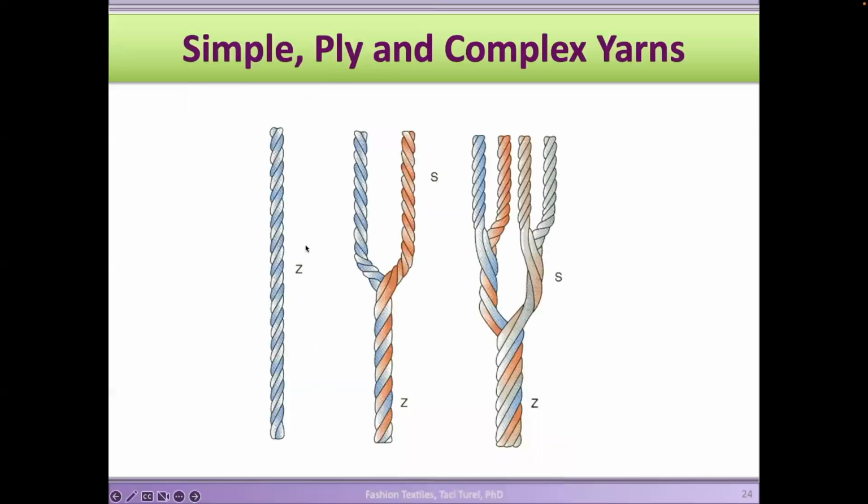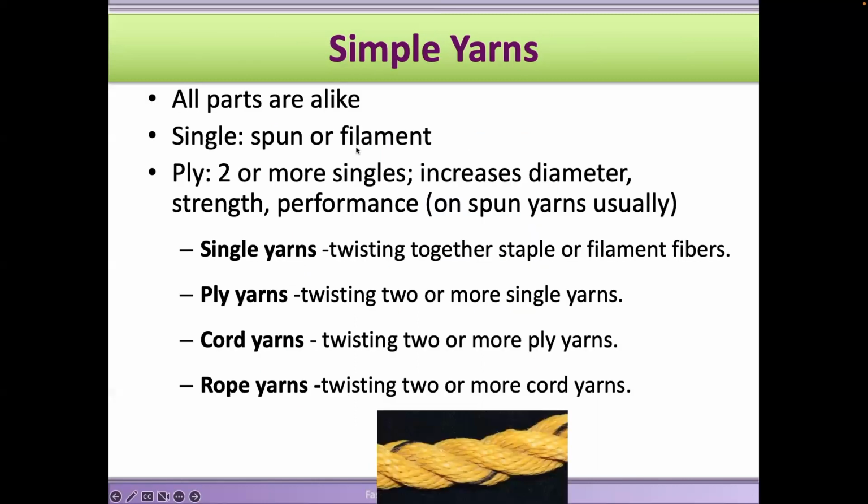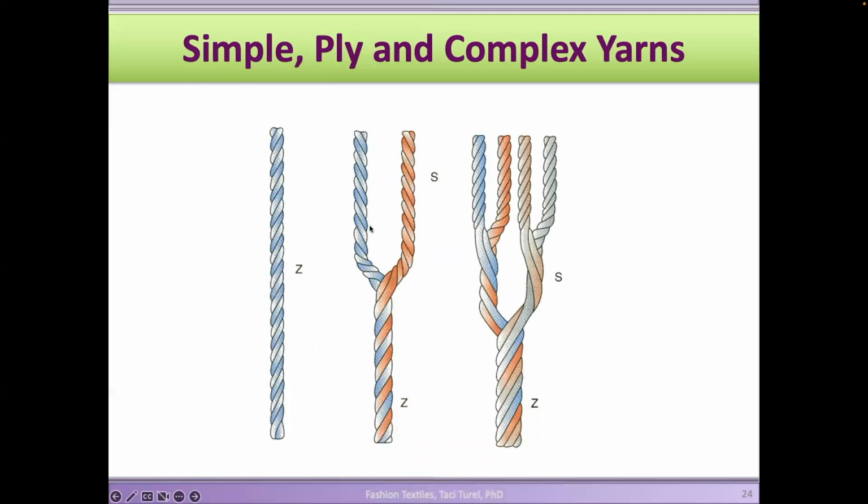So I'll give you an example. This is a ply yarn, and you take two ply yarns, and that creates a cord. And this is a cord, and then you take a couple cords and twist them together, that creates a rope, okay? And the twist direction can be different in each of those. For example, this one has a Z twist. This one has an S twist. This one also has an S twist.